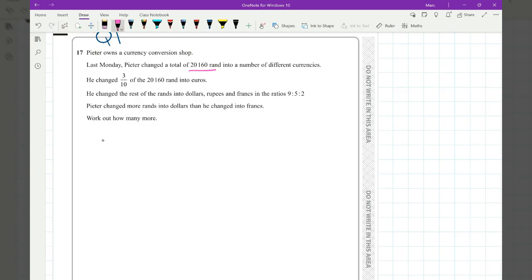Okay, so first of all, 0.3 times by 20,160. So I'm going to work out how many he changed to euros, first of all. Okay, so that gives us 6,048. Then I need to do a subtraction. 20,160 take away 6,048. That tells me what's left. 14,112. Change the rest into that.